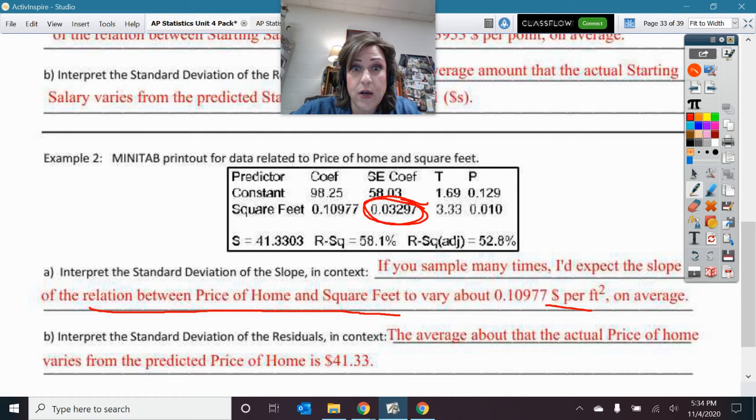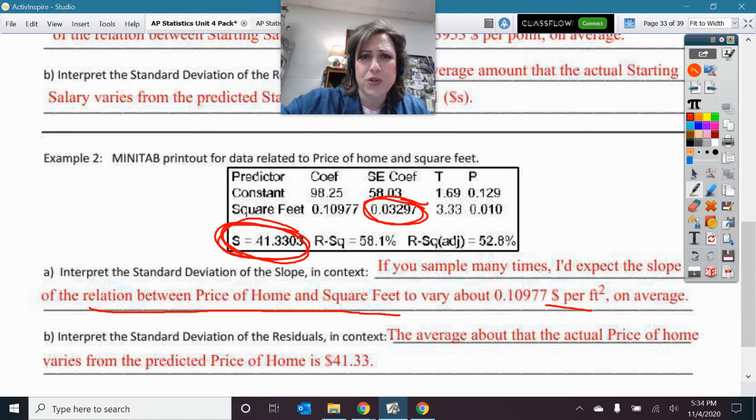Okay, now standard deviation of residuals. The average amount that the actual price of the home varies from the predicted price of the home is 41.33.